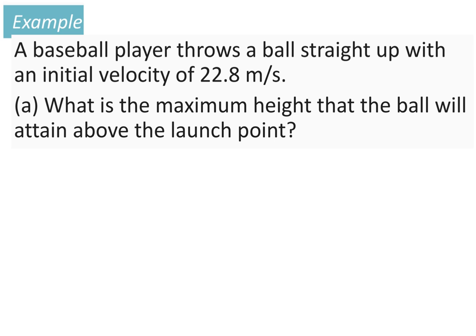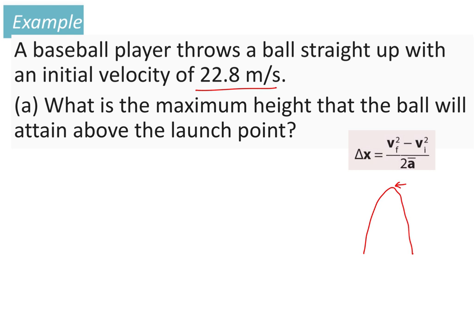So a baseball player throws a ball straight up with an initial velocity of 22.8 meters per second. What is the maximum height that the ball will attain above the launch point? I know my initial velocity. In order for a ball to go up and come back down, this looks a lot like a parabola. We have a vertex. At the vertex of this parabola, it has 0 velocity. That is the turning point, all right?